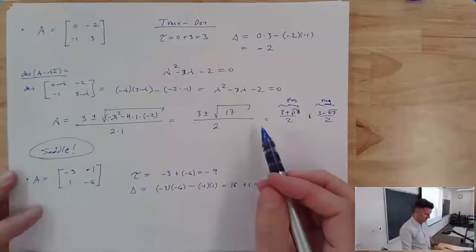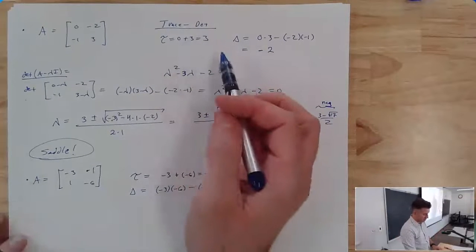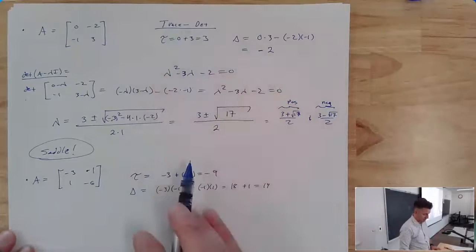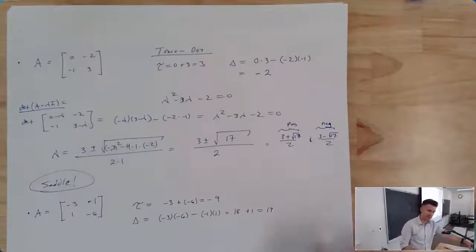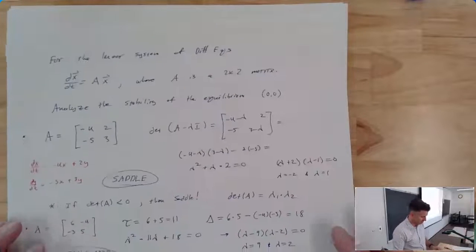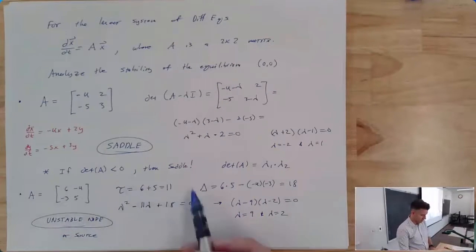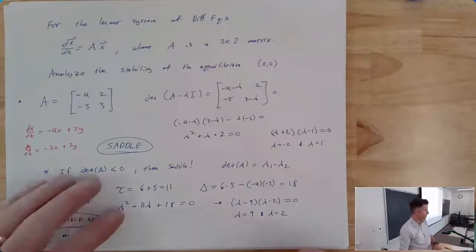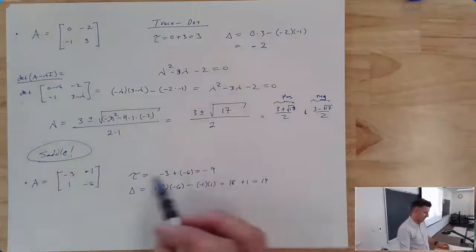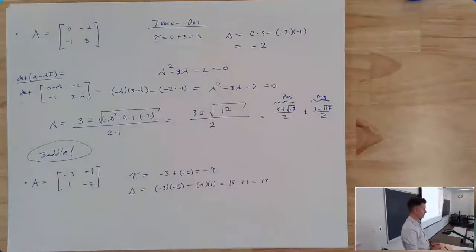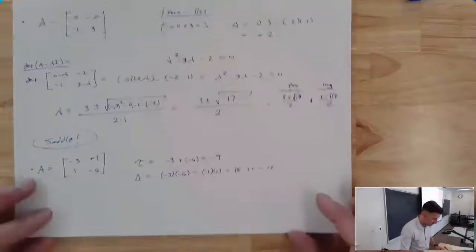Well, let's actually look at this previous example. In this previous example, the trace was positive, and the eigenvalues were both positive, and we had instability. Over here, I'm going to bet that the trace being negative is going to lead to both of our eigenvalues being negative. Let's take a look and see though.